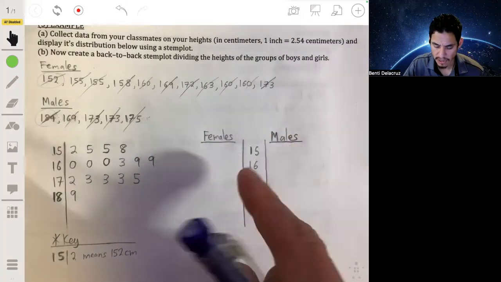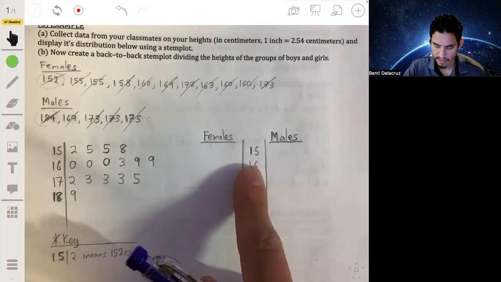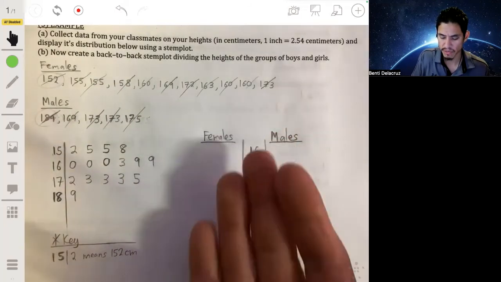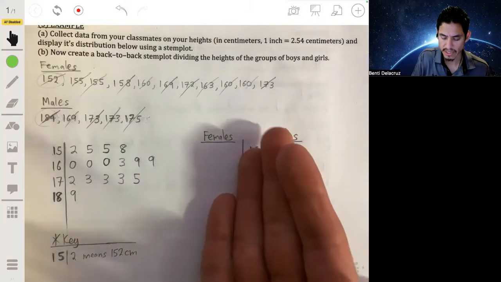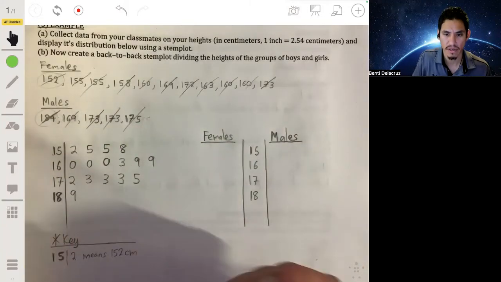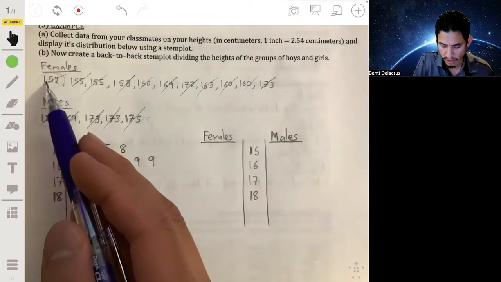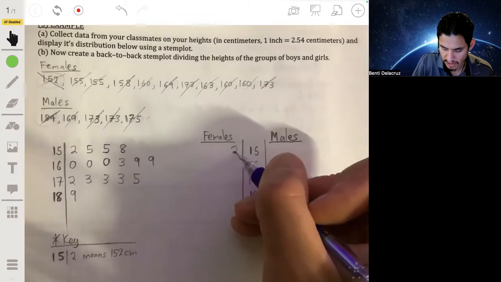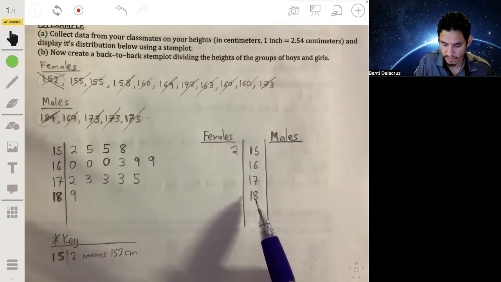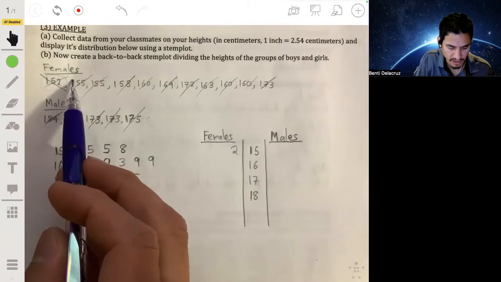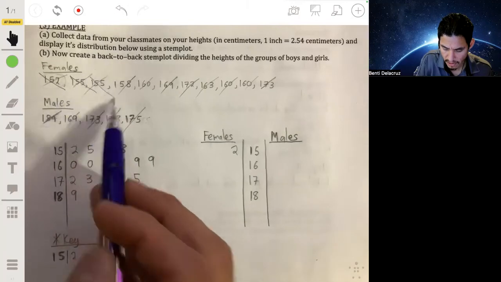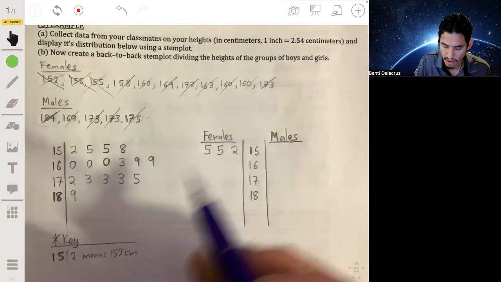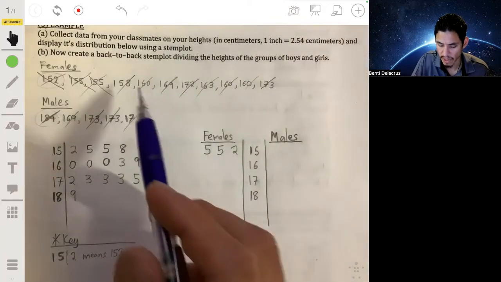And so same basic idea, except I can just do one group at a time. And the thing is, when I'm doing the females, I go from the right to the left. So kind of going backwards. So for example, I would do the 152 first. So I would put a 2 like this. Then I would do the 155s. Now I'll put them to the left. And then followed by the 158.